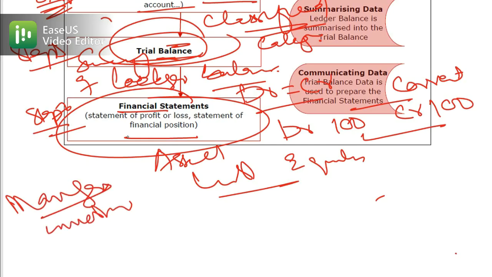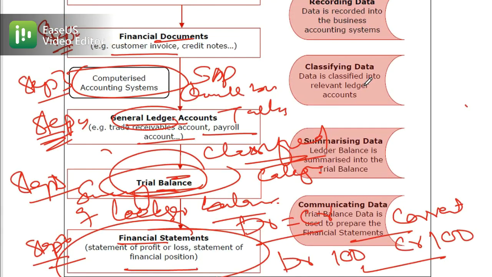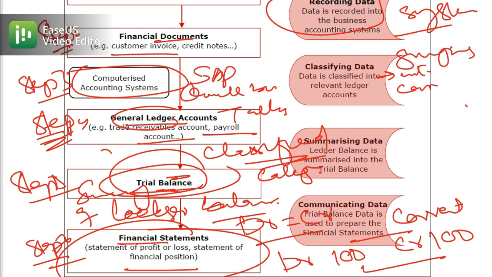Now, we have understood that we have 4 key actions in the process. The first one is recording data, which means entering transactions into the system. Then the second key action in this process is classifying data, which means grouping into the correct ledger account. And then you have summarizing data, which means creating a trial balance from ledger totals, and then communicating that data, meaning preparing the financial statements for users.